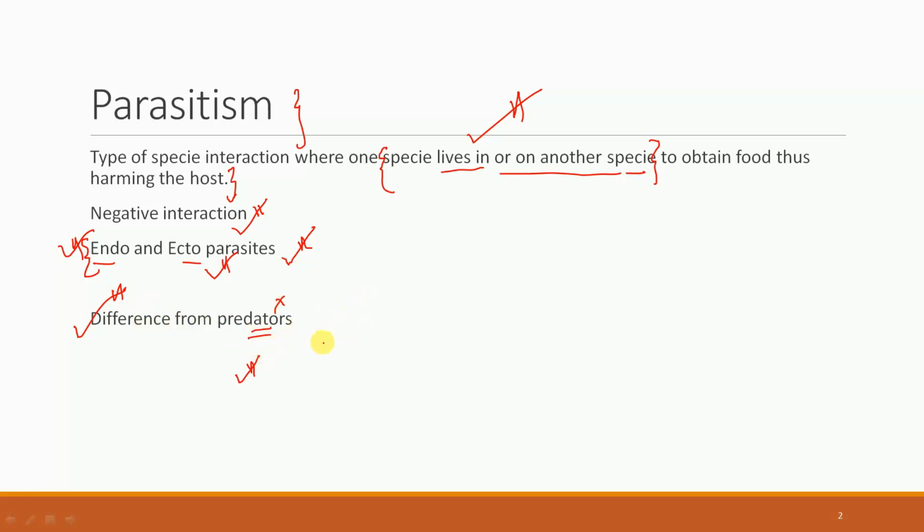Also, a parasite is largely host specific, whereas this is not the case in predators. Predators can have multiple prey, so that is one difference. Also, parasites are comparatively less mobile, whereas predators are believed to be more mobile as compared to parasites. So these are some classic differences between parasitism and predation. So these are the two types of interaction, and the differences between them are what you should be clear about.